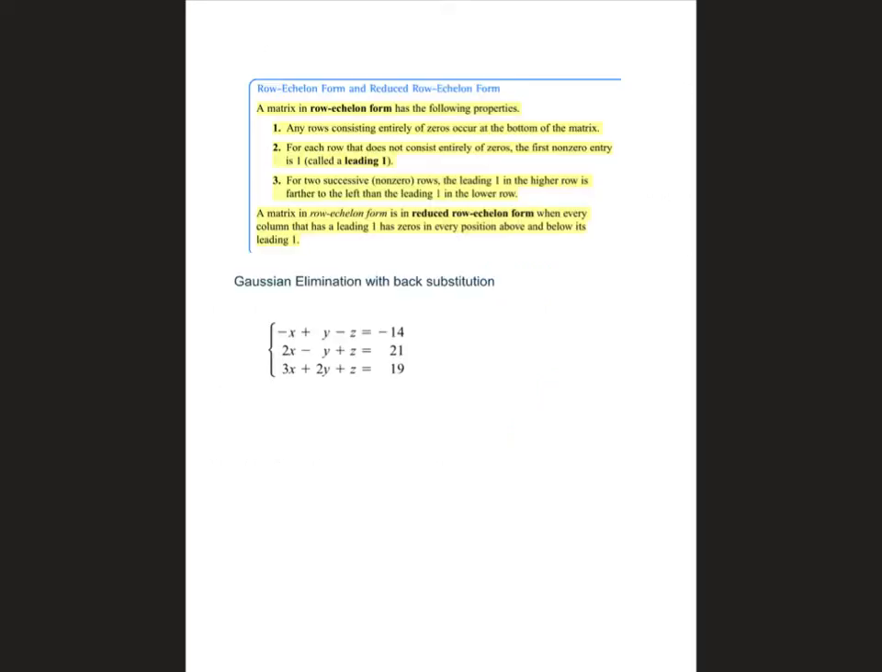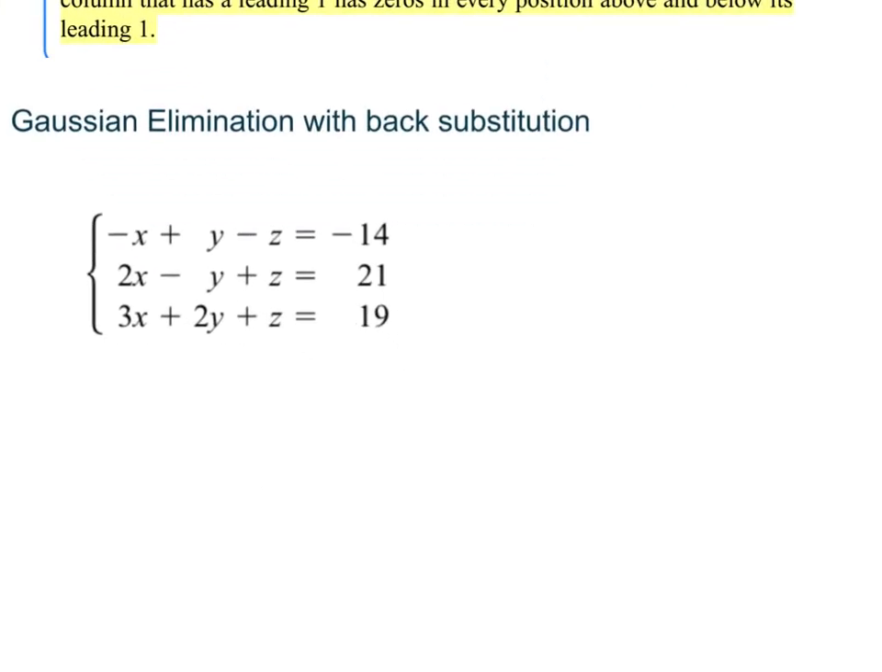So we're going to use our matrix to solve this system of equations. How can we put this into augmented matrix form? What would our first row be? Negative 1, 1, negative 1, and then negative 14.